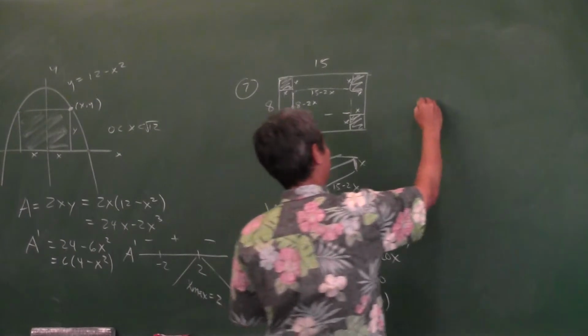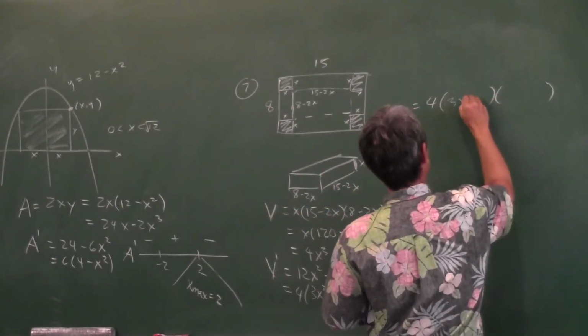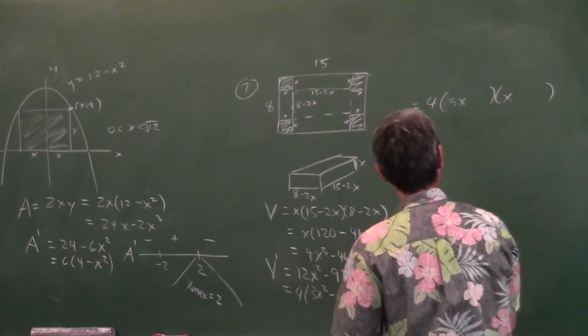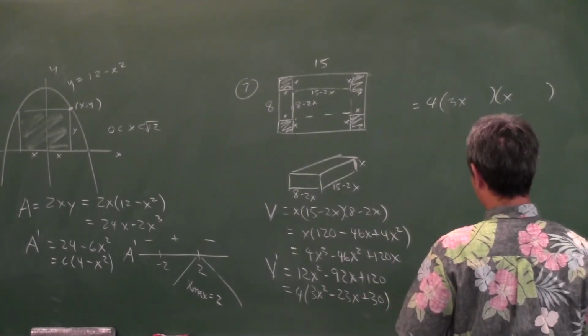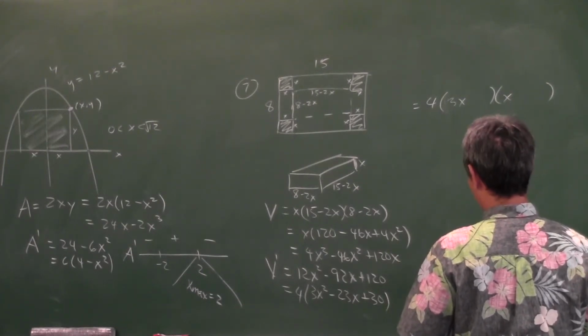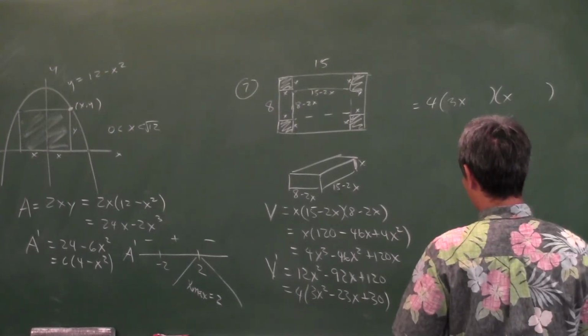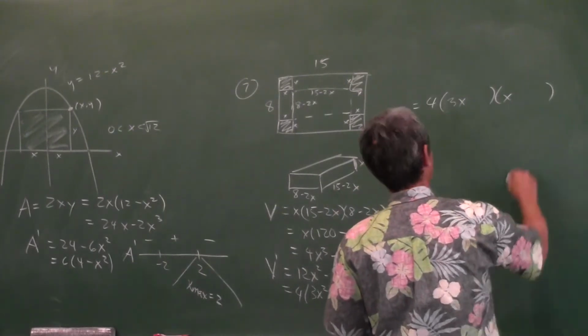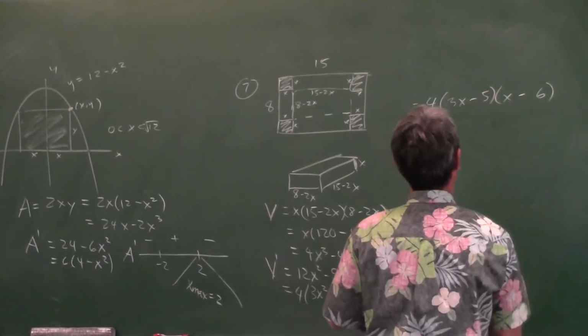Okay, let's see. So 4 times 3x and x. Seems like 5. Oh, it is 5 and 6. 6 and 5, right? Because minus 18 and minus 5 give you negative 23.